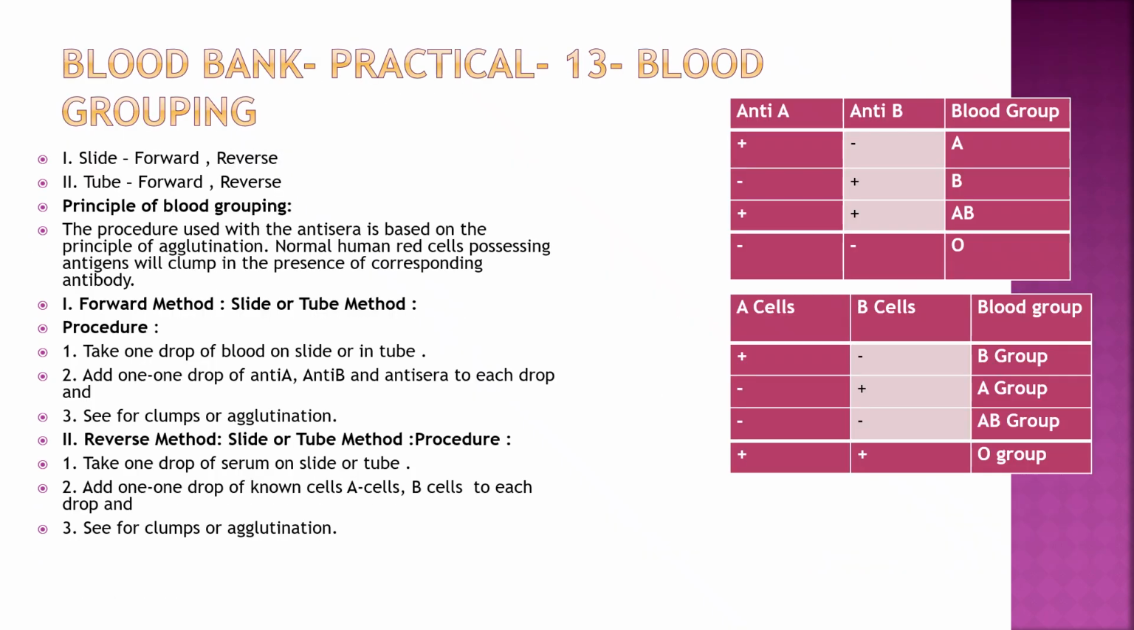Now in short, the principle of blood grouping is that when antigen and antisera are mixed together, they form agglutination or clumps, and then we can decide the blood group. In short, the forward method can be done as a slide or tube method. You have to take one drop of blood and then one drop of known antisera, that is anti A, anti B, and add these two, wait for 2 minutes and look for the clumps.